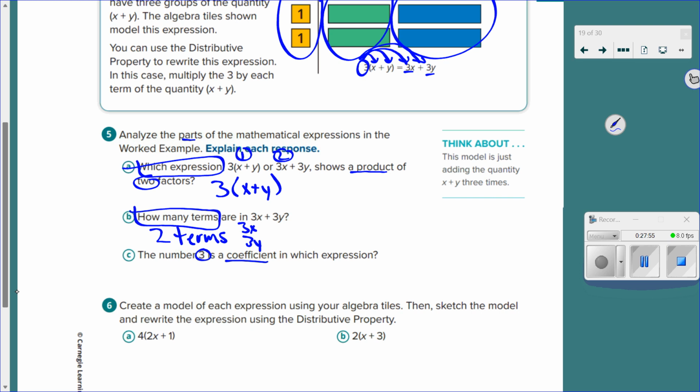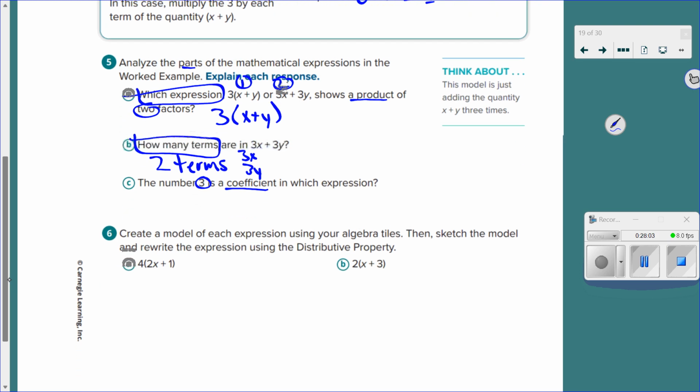If you don't understand that definition, you'll never answer a unit rate question because you don't know what it is. Same thing on coefficient. Coefficient is when I'm multiplying a number by a variable, that by definition. So this one is the 3x plus 3y.